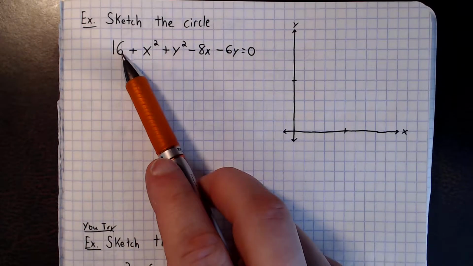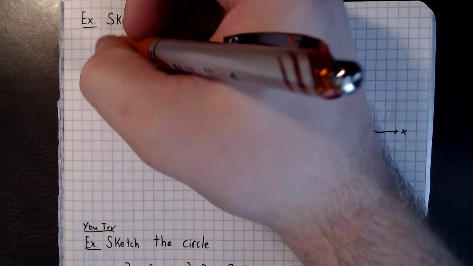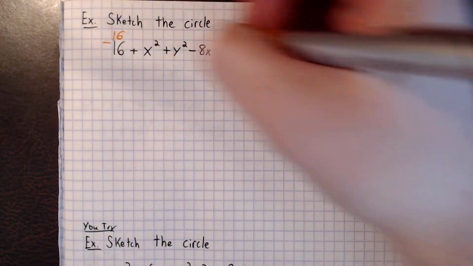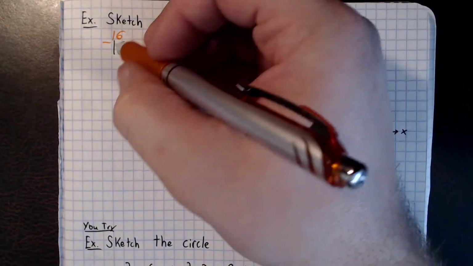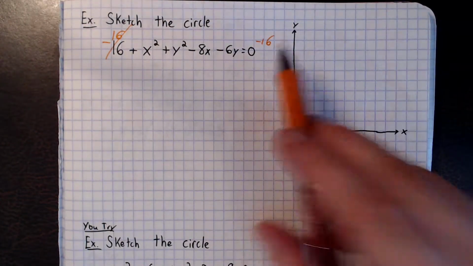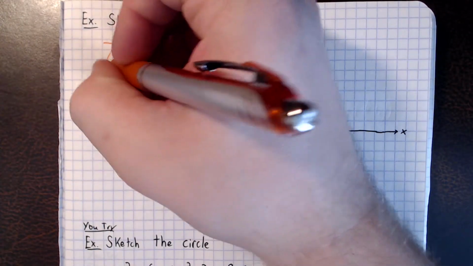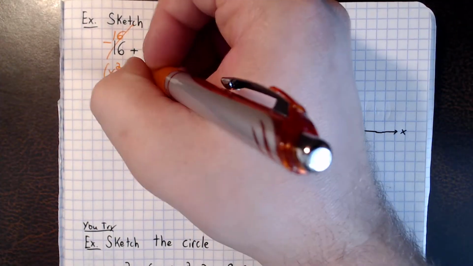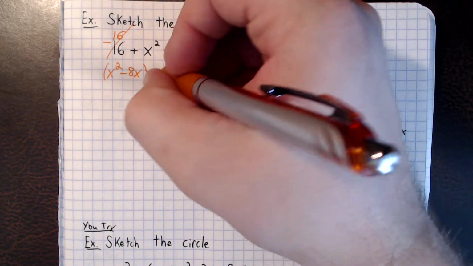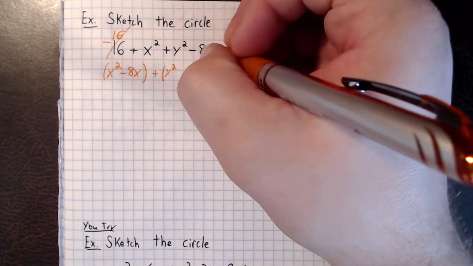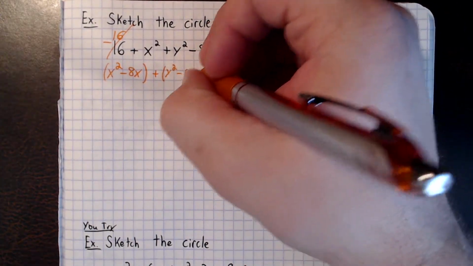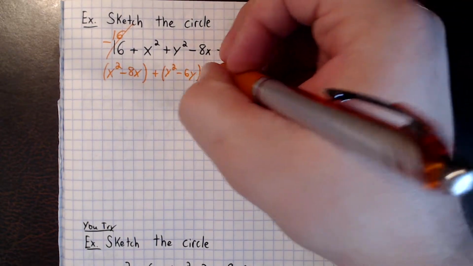Okay, so what I'm going to do first of all, I'm going to move this 16 away from everything else by subtracting it. And then I'm going to group together my x's. So let's see, x squared minus 8x plus y squared minus 6y, and that's going to equal negative 16 now.